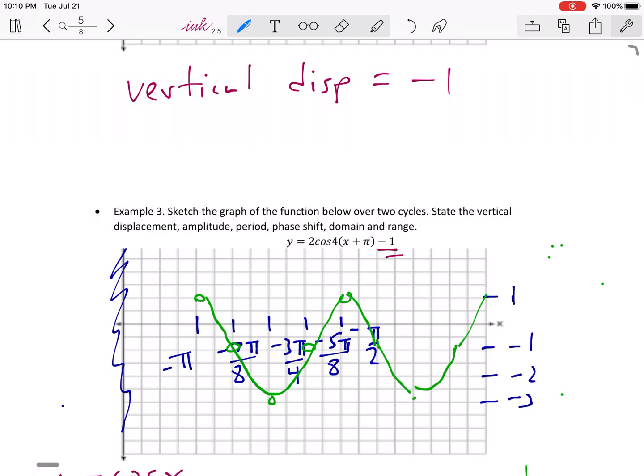Okay, so like this is your midline here. Okay, your amplitude is going to be equal to the distance from your midline up to the maximum or down to the minimum. Okay, so that's going to be equal to 2.